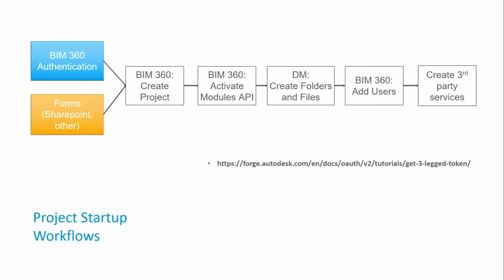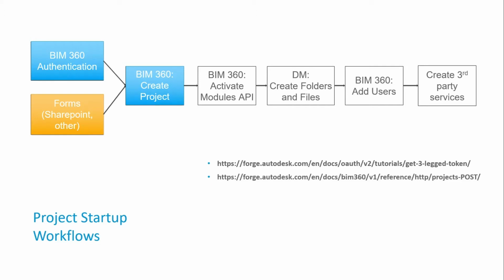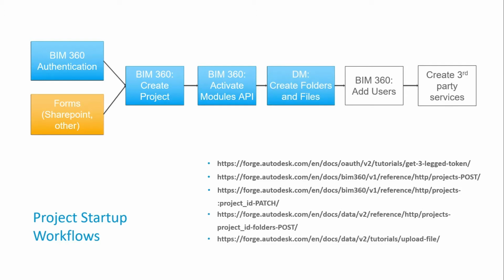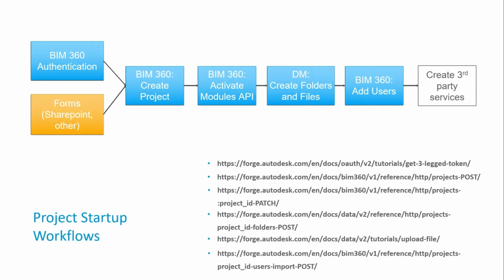Then we collect the project data however you need it, we validate it, and use the Create Project API to start the project. We can then use the Project Patch API to add BIM 360 modules. We can use the Document Management API to create a custom folder tree and placeholder files. Finally, we can add users to the project, set their roles and their access levels. And since by this point we have a fully automated pipeline, we can also continue on and connect the project to other third-party systems.